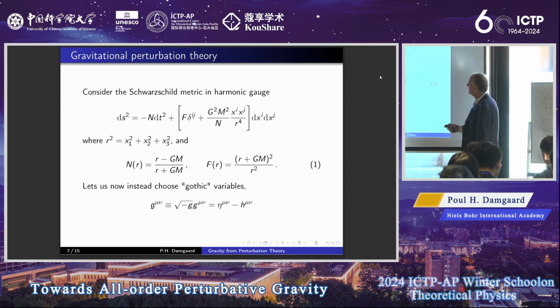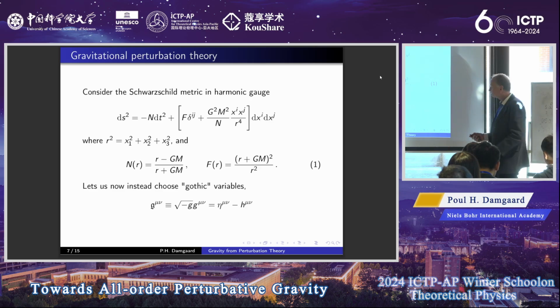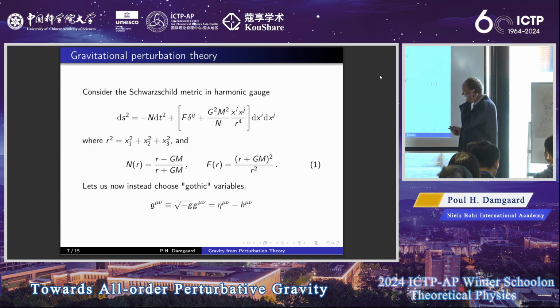And the metric looks as follows, and there's some function N. In harmonic gauge, N turns out to be a ratio like this. And there's another function f, which turns out to have this form. And finally, there's an extra piece, which has the ij components. Believe me, this is just the standard Schwarzschild metric in harmonic gauge.